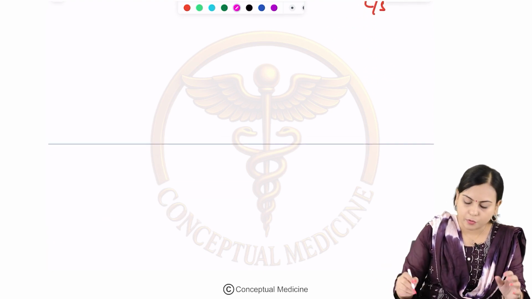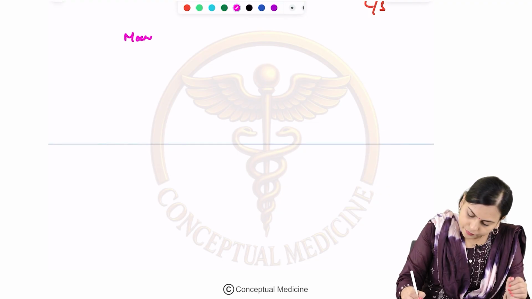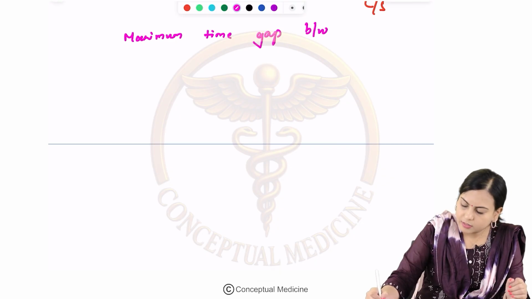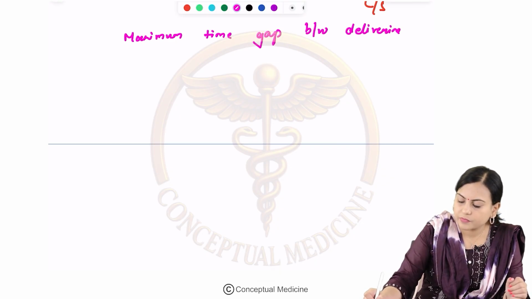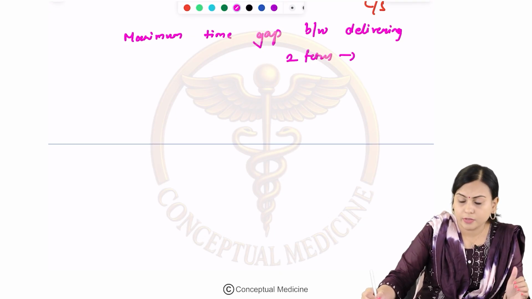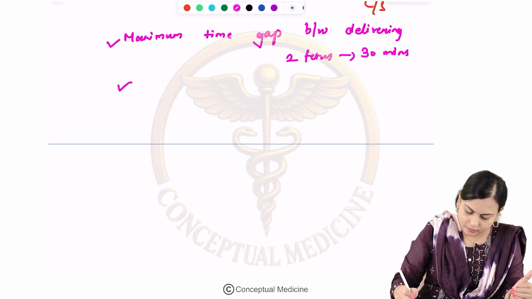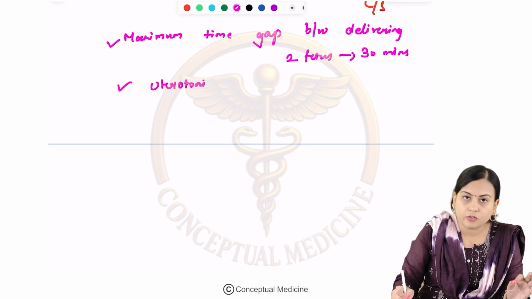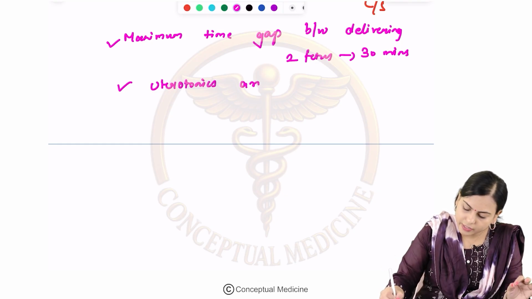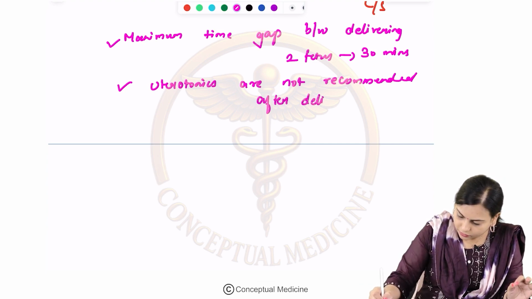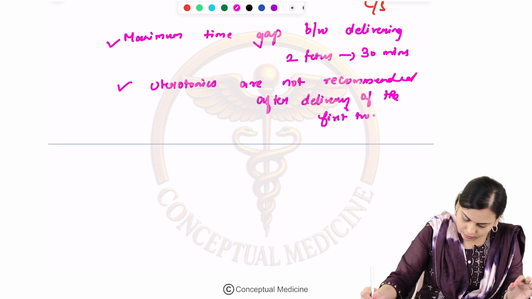Now, some of the important points. The maximum time gap between delivering the two fetuses should be around 30 minutes, okay. And don't give uterotonics after delivering the first twin. Uterotonics are not recommended after delivery of the first twin, okay.